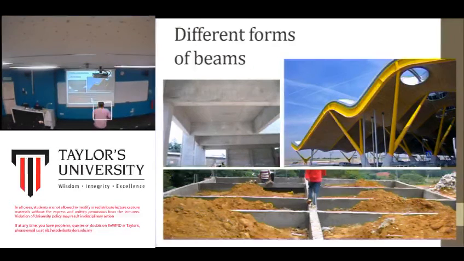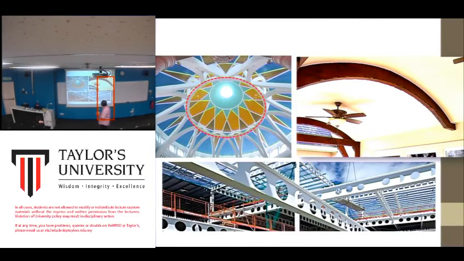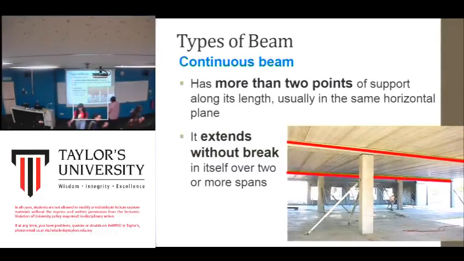There are many different forms of beams available in the construction of buildings. This one is a rim beam connected with this arch beam. This is an arch beam. This is a steel beam. First, we will look at the continuous beam. This is how a continuous beam looks like, which means that it consists of more than two supports. Support means the column to support it, and it extends without break over two or more spans.